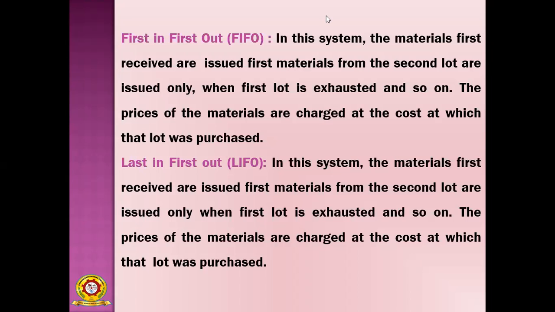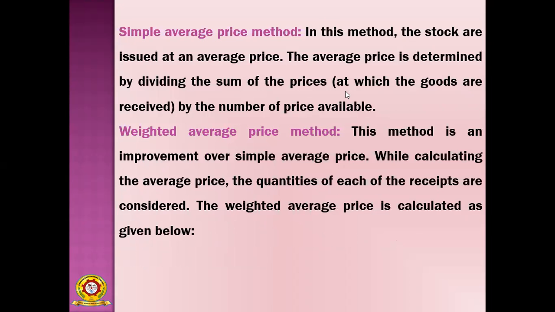Then these two are the standardized methods. This is a good one, because the above two are not exactly accurate prices, but in these two we get accurate prices, at least at a minimum. In this method the stock is issued at an average price. The average price is determined by dividing the sum of the prices at which the goods are received by the number of prices available. Suppose I give an example.